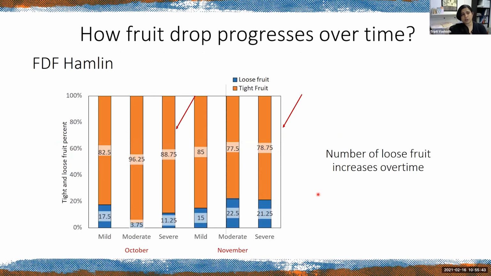Now, we wanted to look into how fruit drop progresses over time, because in order to have a good strategy to reduce fruit drop, we need to know what exactly happens over time and when we should apply these strategies. So in this case, we measured the fruit detachment force on Hamlin in October and in November. As expected, the number of loose fruit, which is the blue color here, increased over time, and not so much in the mild trees. So severe trees were having more loose fruit over time, as expected.